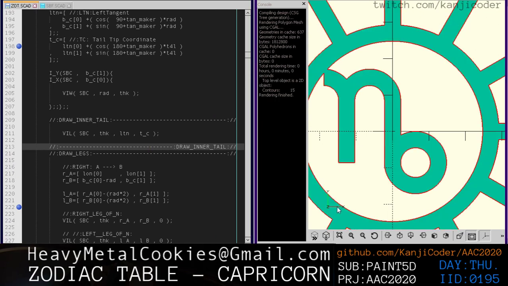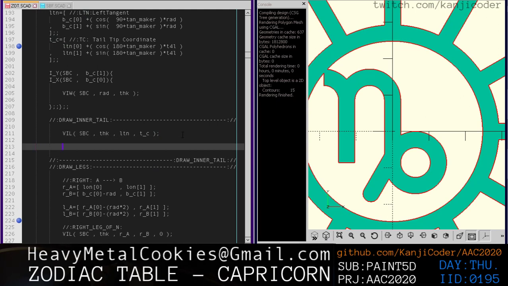So, F4, we got this little tail thing, and we're thinking we just want to extend it so that it kind of tangents with this point here. So, how are we going to do that? I don't know how we're going to do that. So, we have this kind of, this is the tail tip, right? So, we're thinking that we want to do something like this.